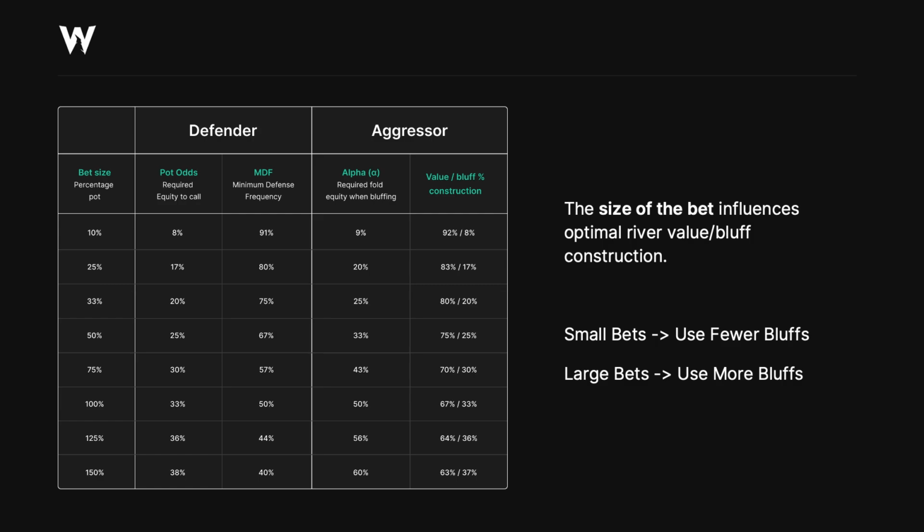I should note, however, that this doesn't hold for earlier streets. In fact, it compounds on the turn and compounds even more on the flop. You can bluff more often on the turn and even more often on the flop, and this is due to a concept called leverage. I'll link an article down below to explain that concept further.